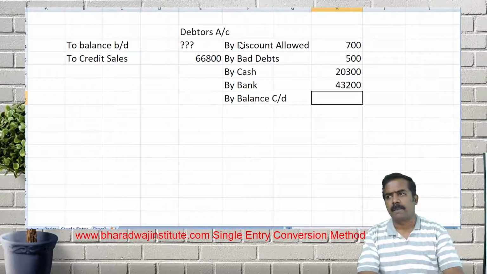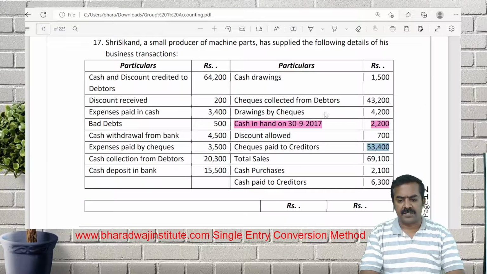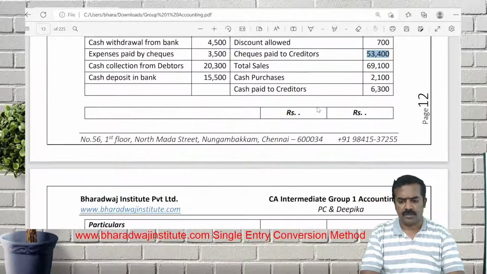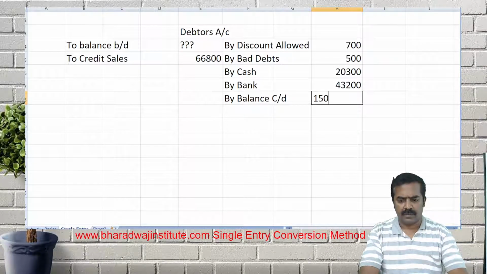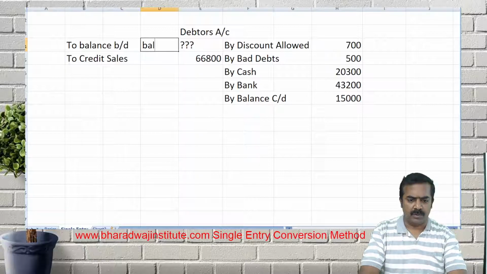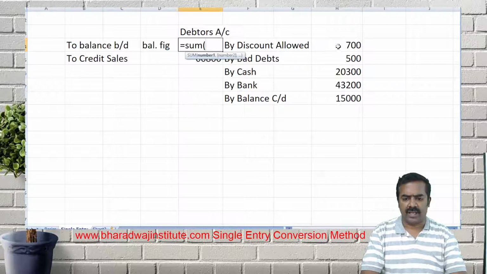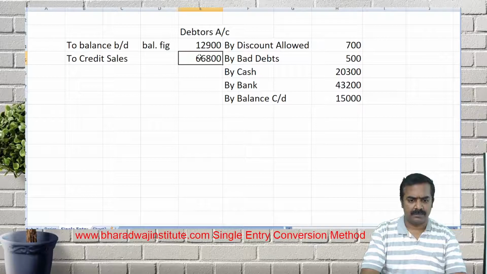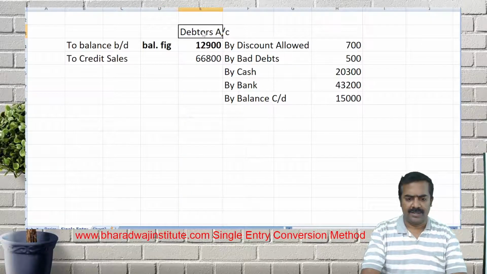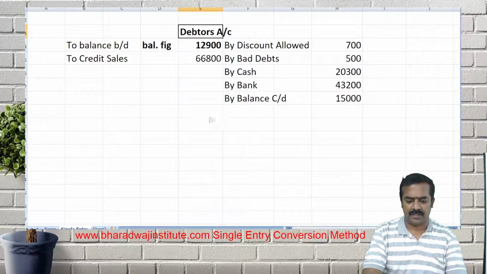What is the closing balance? Is closing balance given in the problem? Yes, closing balance is given, 15,000. Now, the opening balance brought down we work out as a balancing figure. So without doing the cash book, we cannot prepare which account? Debtors account. 12,900, that is which one? Debtors account. And without preparing the debtors account, we cannot do which one? Opening statement of affairs.